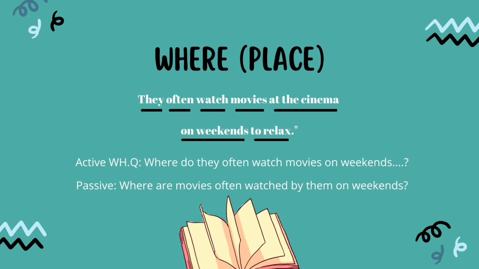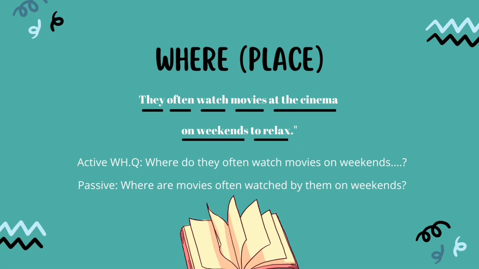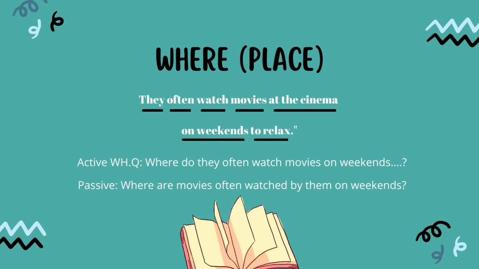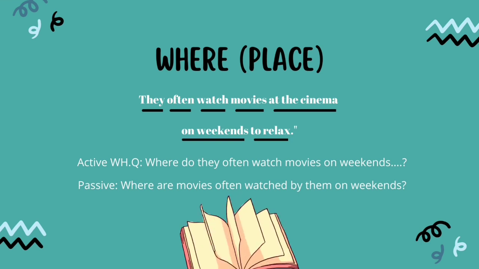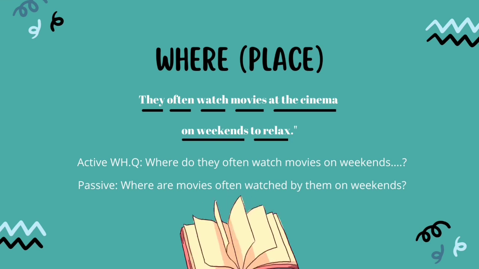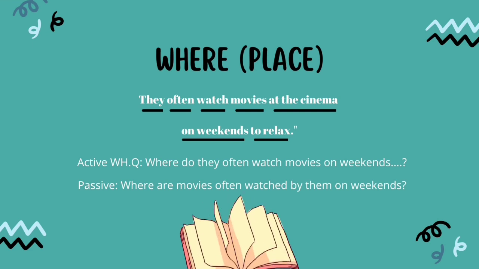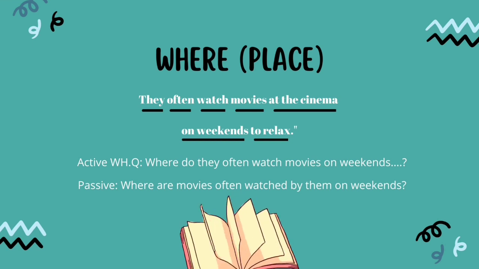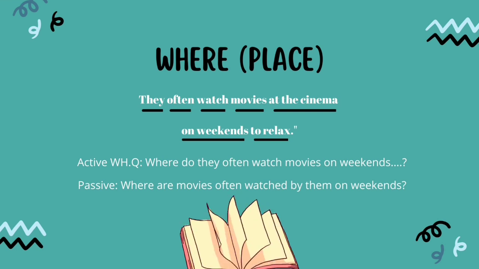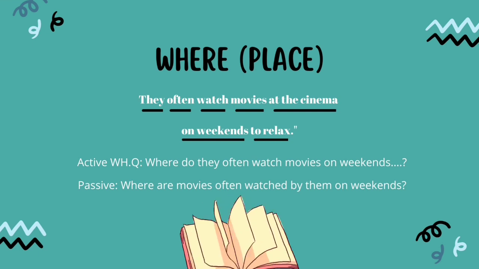And the next one, the wh- question, where. It's used for asking about place. In the sentence, they often watch movies at the cinema on weekends to relax. In this section, we are going to ask about at the cinema. First, we have to change the sentence into an active wh- question: Where do they often watch movies on weekends? Then we change into a passive wh- question: Where are movies often watched by them on weekends?